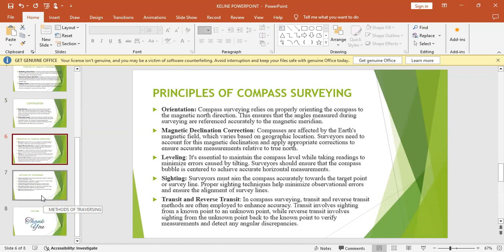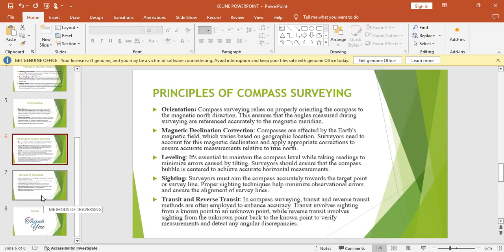The third point is leveling. It's essential to maintain the compass level while taking readings to minimize errors caused by tilting. The fourth point is sighting. Surveyors must aim the compass accurately towards the target point of the survey line.